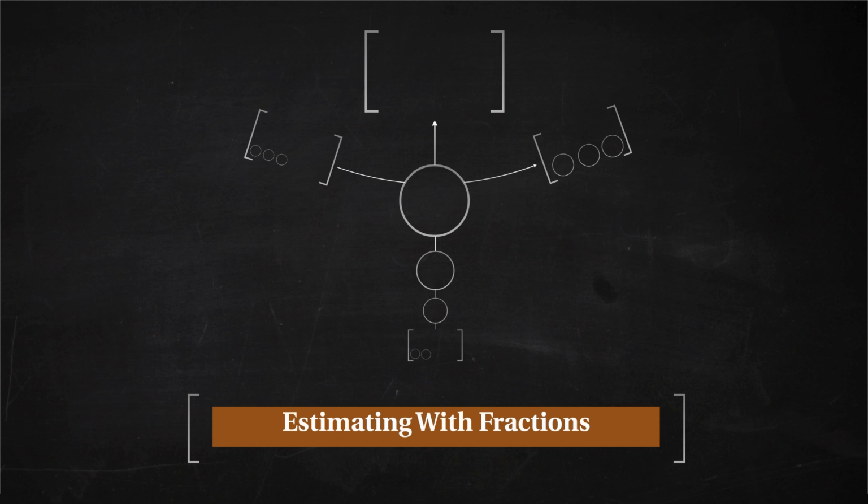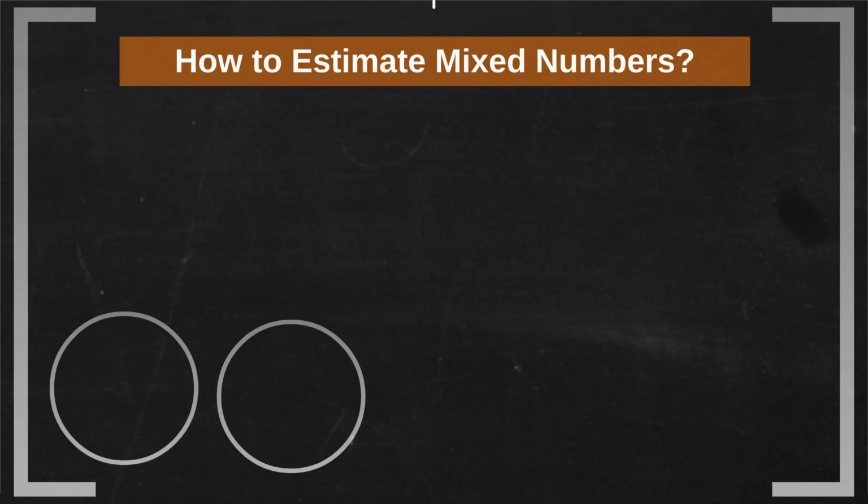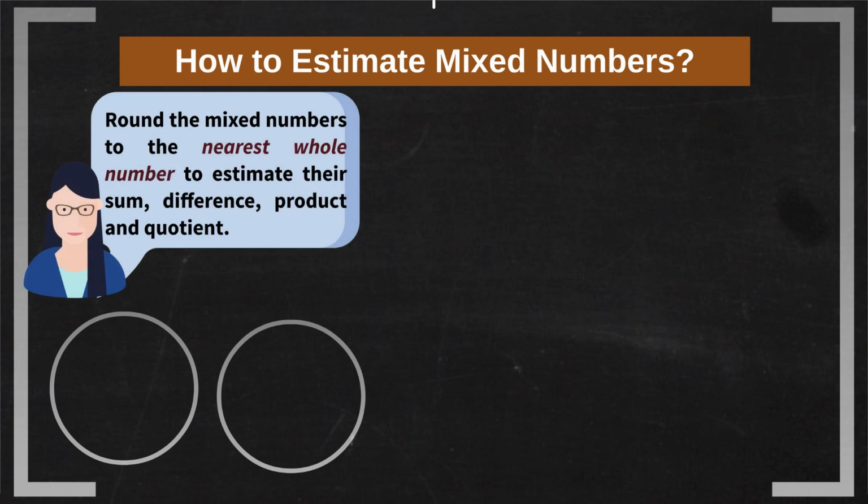This presentation will be about estimating with fractions. There are several types of fractions and one of them is a mixed number. Let's learn how to estimate mixed numbers. This process is very easy. Just round it to the nearest whole number to estimate their sum, difference, product, and quotient. The number line can help us do that.